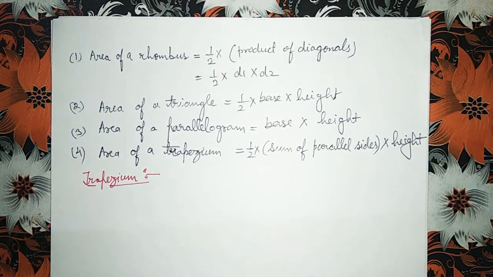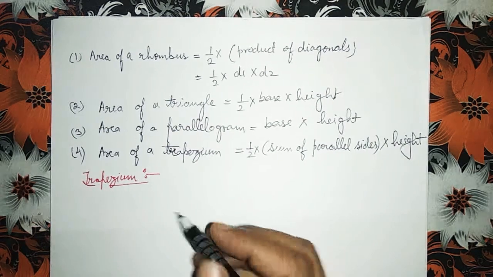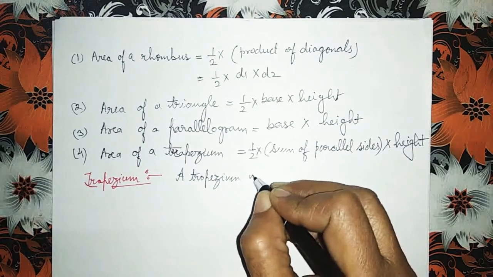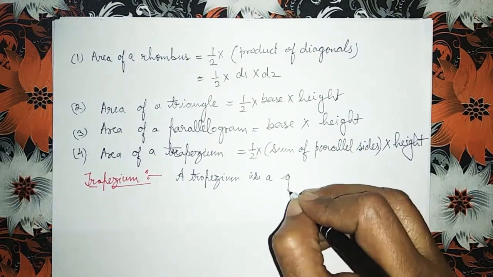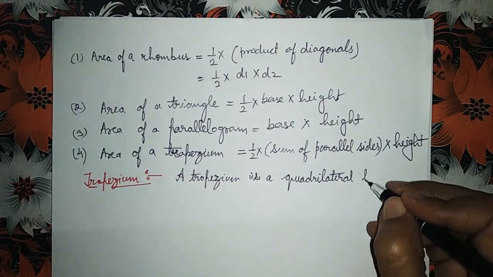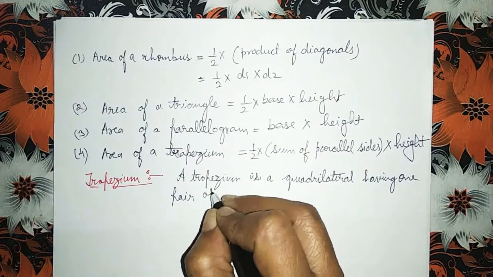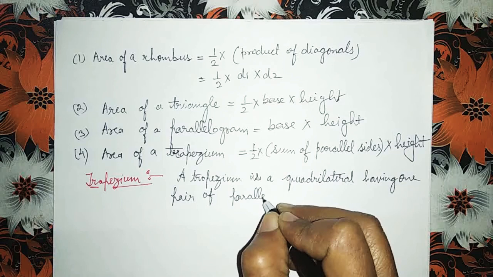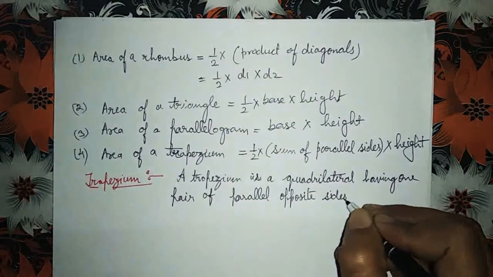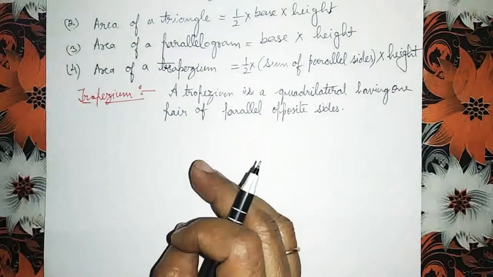Now question comes, what is trapezium? Then students, a trapezium is a quadrilateral having one pair of parallel opposite sides. Okay. A trapezium is a quadrilateral having one pair of parallel opposite sides. Okay. Now here I am going to draw a figure of trapezium.